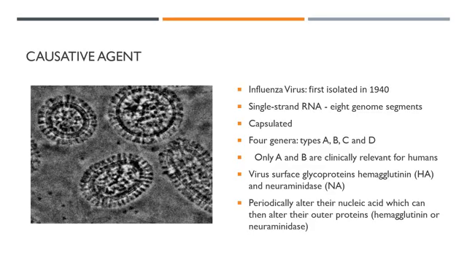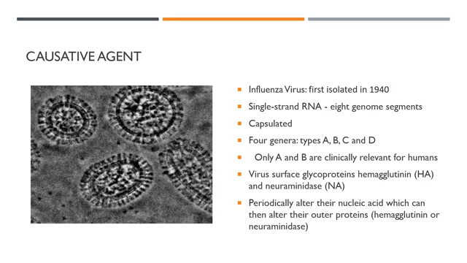So the causative agent is pretty simple. It's the influenza virus, which was first isolated in 1940. It's single-stranded RNA. It's got a capsule. There are 4 genera, which are called types, A, B, C, and D. And pretty much A and B are clinically relevant for humans.